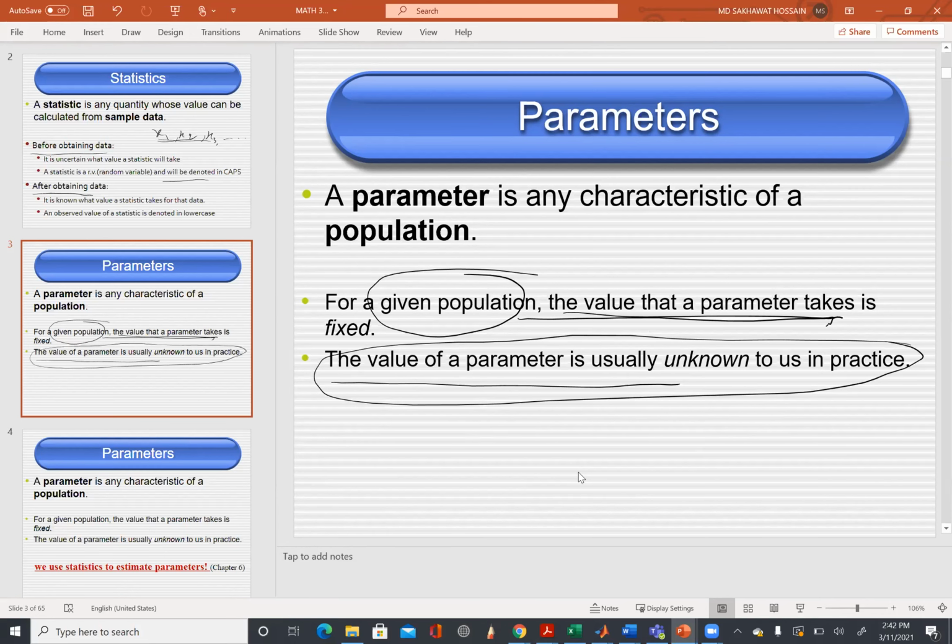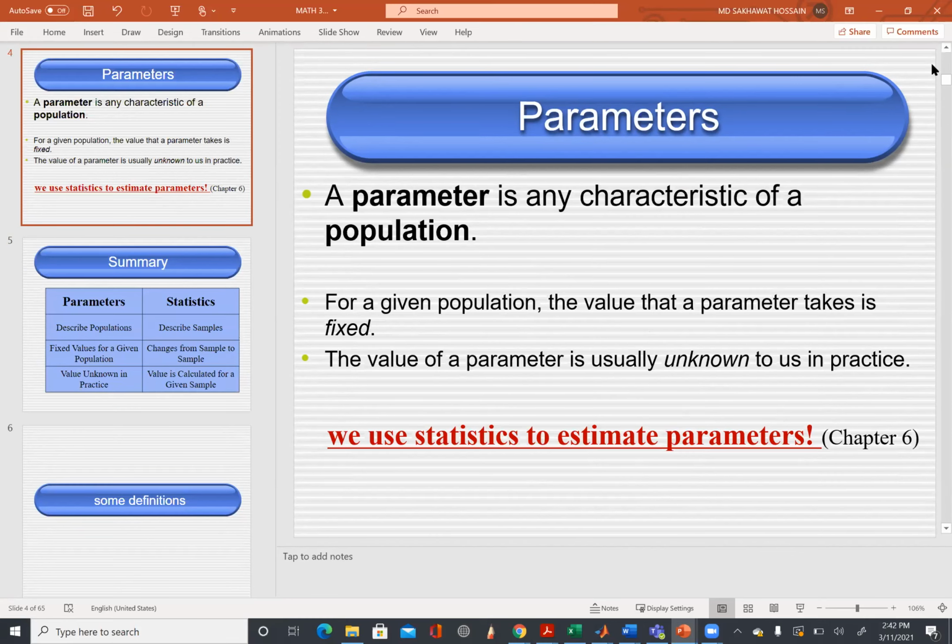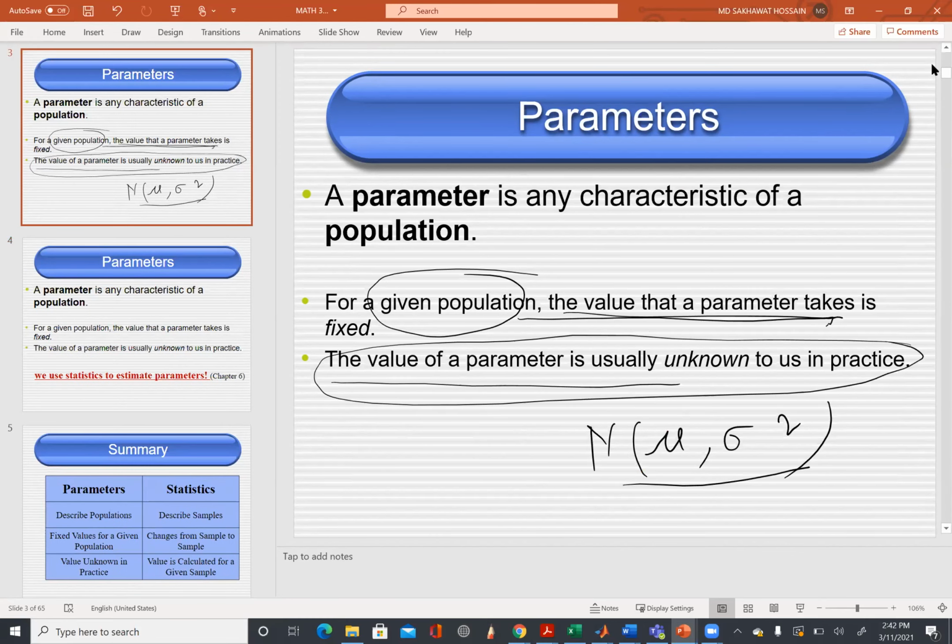For example, for normal distribution, mu and sigma square are the parameters. We have two parameters here. Usually we do not know the value of the parameter, but we know the value of the statistic after obtaining data, and we make inference about the value of the parameter based on the statistic.